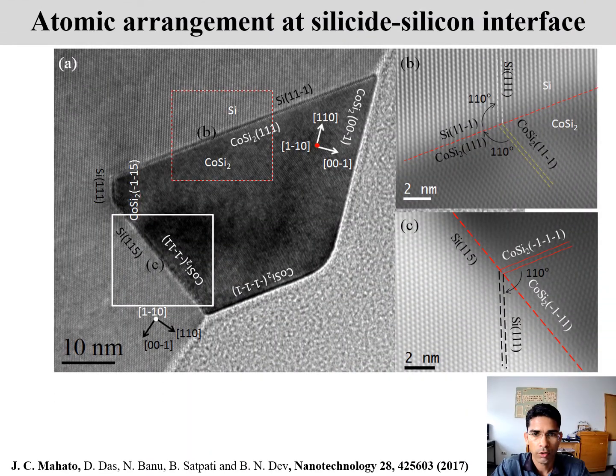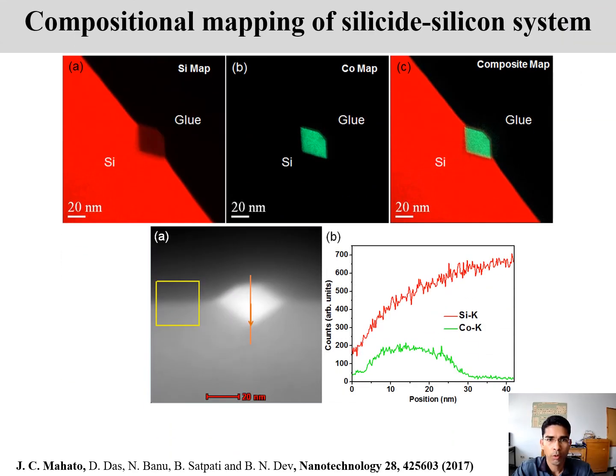We carried out the same for this type of nanowire cross-section interface, and we found that the silicon atomic rows are rotated 110 degrees. So this is a case of B type interface formation. So in this type of nanowire, the interface is B type. We carried out compositional mapping using energy filtered transmission electron microscopy imaging. Here we can distinctly see that a sharp interface is forming between the silicon and cobalt disilicide.